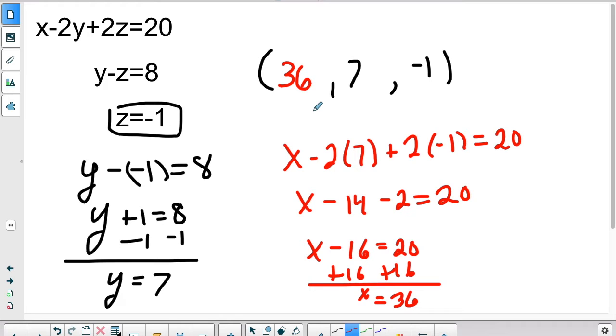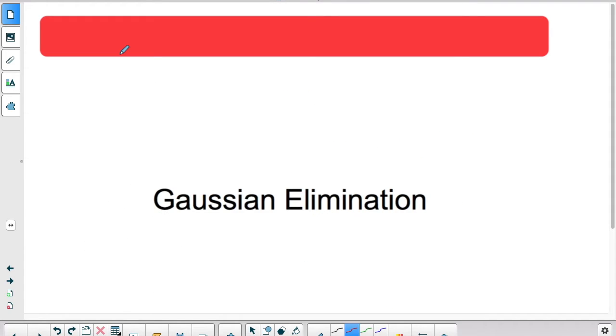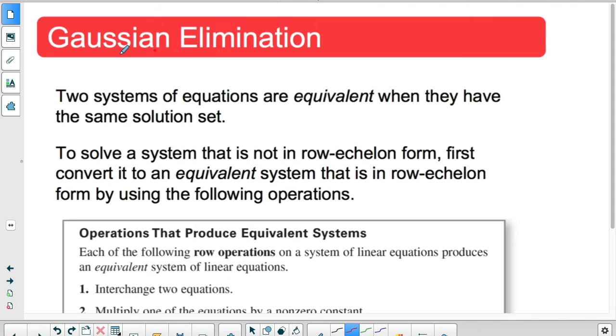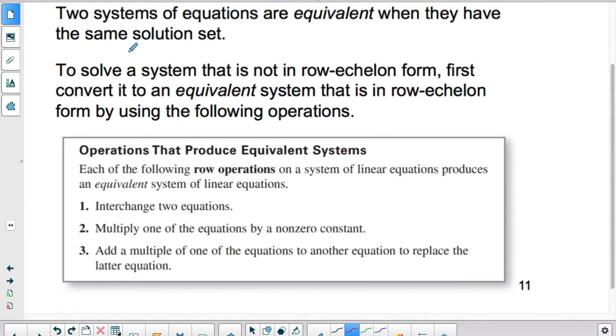And that's all we have to do for this problem here. So what we're looking at next is Gaussian elimination. Now, Gaussian elimination is kind of a set of procedures or steps involving adding or subtracting rows from each other.